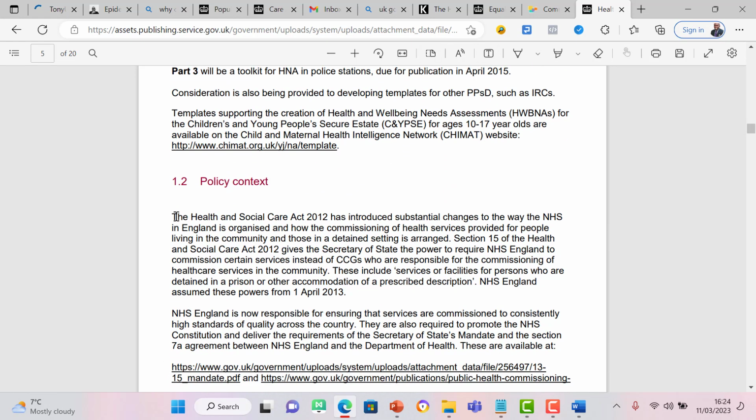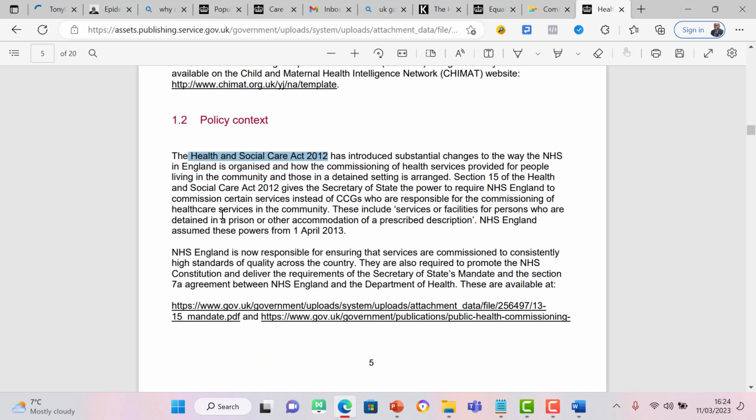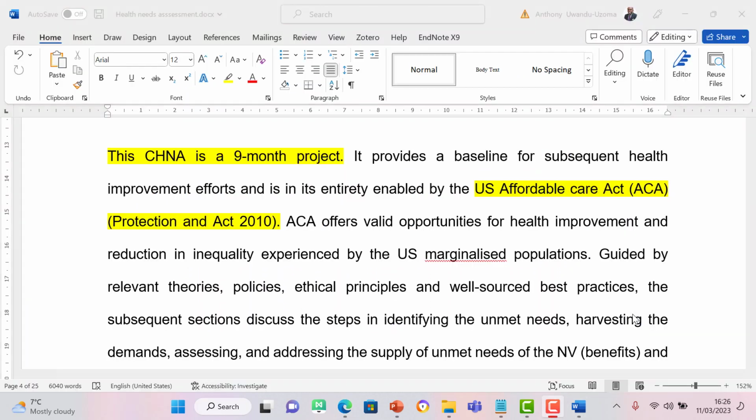Okay, so now you can see, it's called the Health and Social Care Act 2012. All right. So this act enables local authorities to conduct health needs assessment, to assess the health needs of people in their various communities.